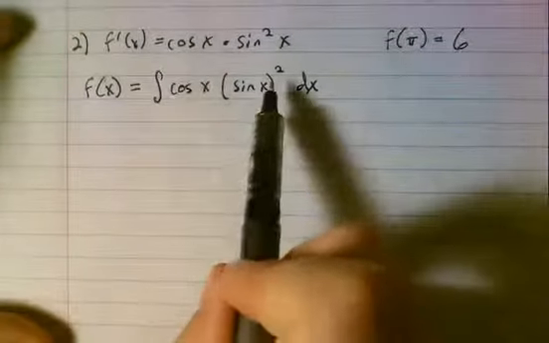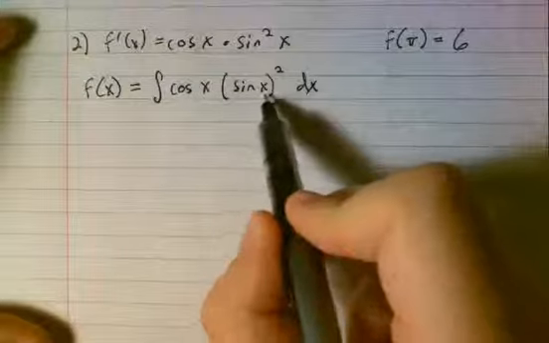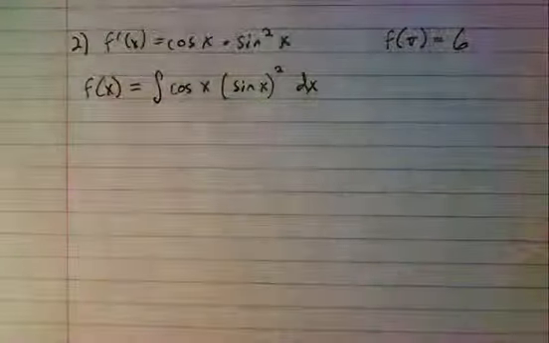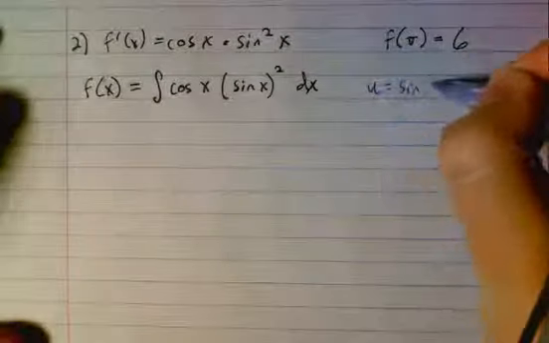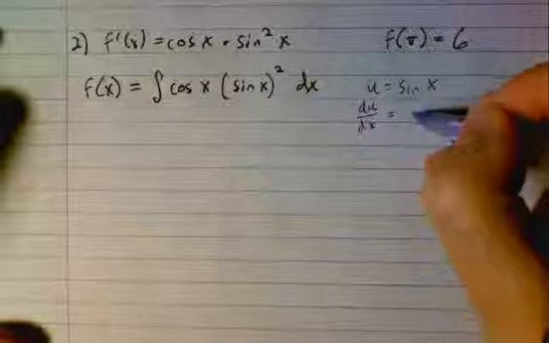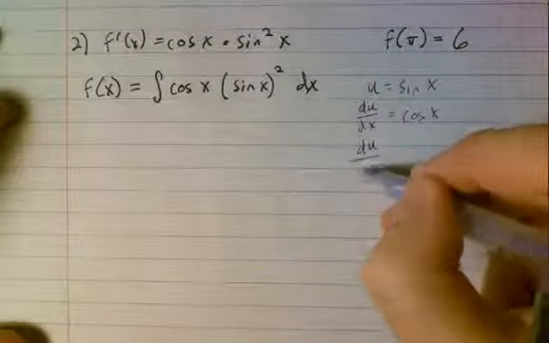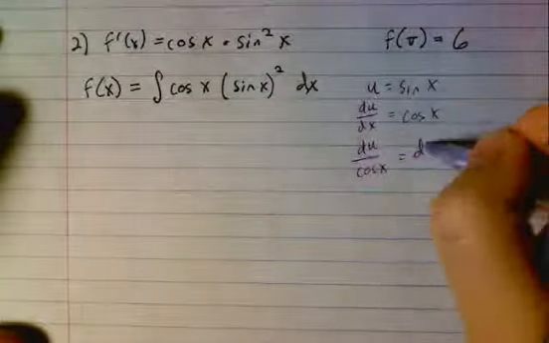And now we look here, we remember our u substitution, and we say, well, this sine x is inside another function, it's inside that squared. So I'm going to go ahead and let u equal the sine of x. Take the derivative. Derivative of sine is cosine. And then get dx by itself. And substitute back in.